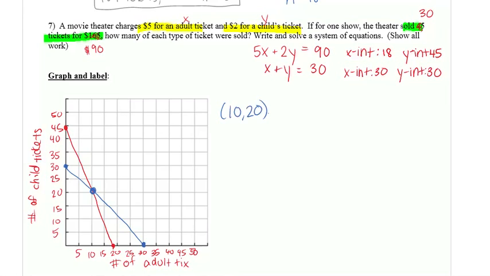But once again, this is a word problem, so we're going to say that that means 10 adult tickets and 20 child tickets. We should probably plug those back in to make sure it does work. If we had 10 adult tickets, that'd be $50. Okay, child tickets are $2, so that'd be $40 if there's 20 of them, and that would mean that they sold $90 worth of tickets. Okay, and 10 and 20 together is 30, which were the 30 tickets sold.